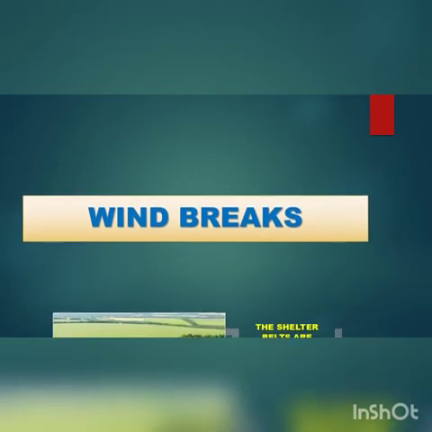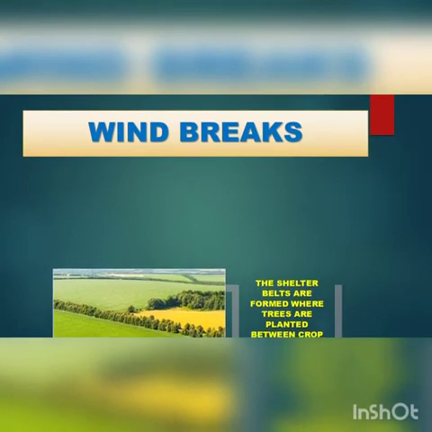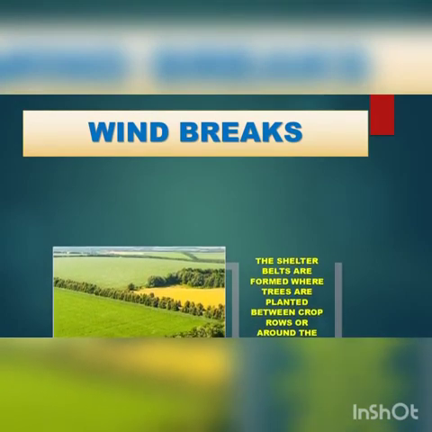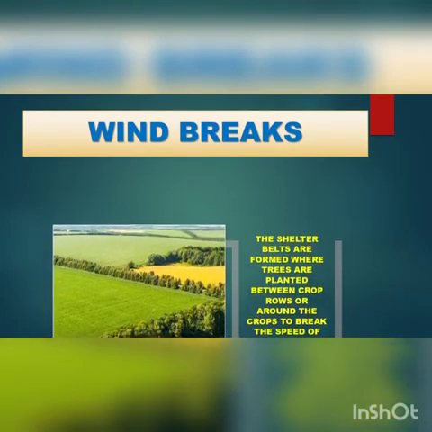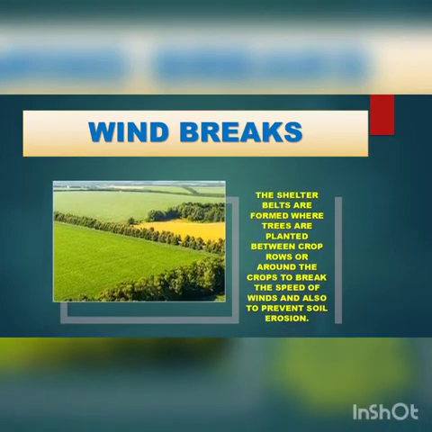Our next method is windbreaks. The shelter belts are formed where trees are planted between crop rows or around the crops to break the speed of winds and also to prevent soil erosion.